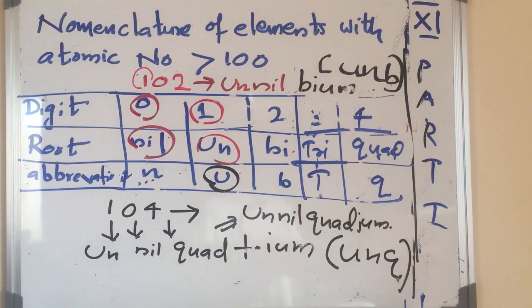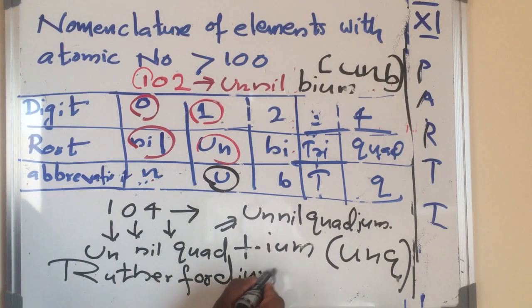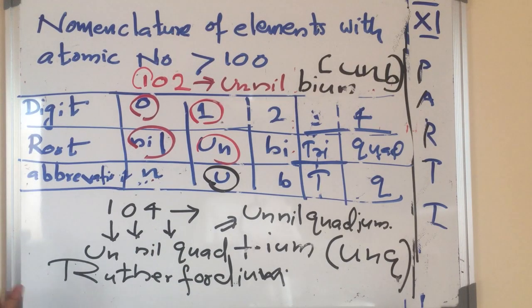And very important, this element has one more name, very familiar to you. The name is Rutherfordium. Element 104 is also called Rutherfordium. Rutherfordium is a name suggested by IUPAC to give respect to Rutherford. Who is Rutherford? A scientist who discovered the proton and the structure of the atom.